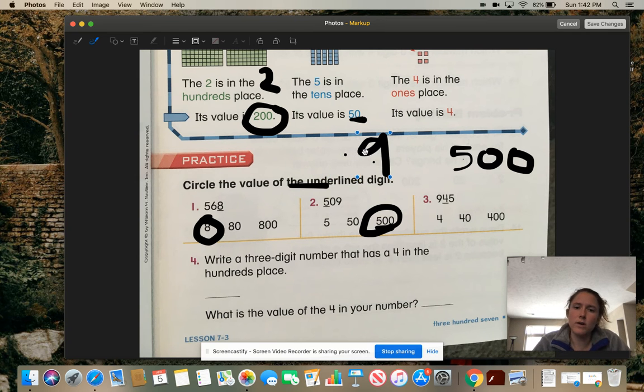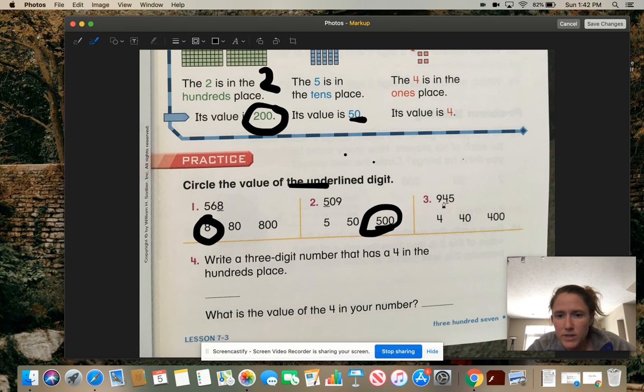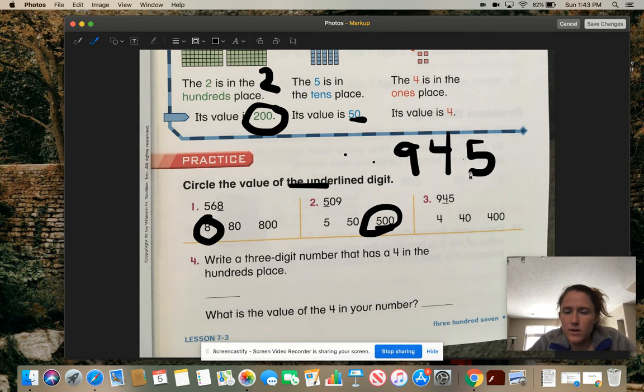Next, 945, the 4 is underlined. So we're looking at what place? Let's see if you know. That is the what place? It's the tens place. So let's do 945 and look at the number 4. The 4 is in the tens place. If you get stuck and you don't know off the top of your head, there's 1 number behind it. So you would take this and there would be 1 zero behind it. So it would be worth 40.